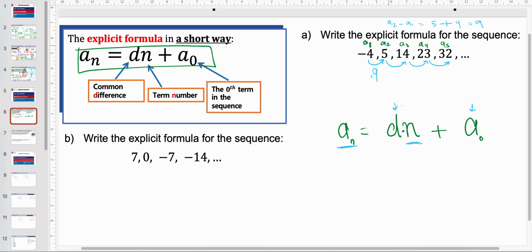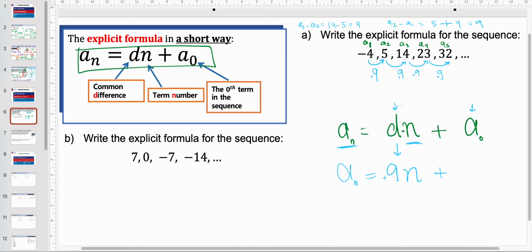So if I do a3 minus a2, which is 14 minus 5, it's going to be also 9. If I do a4 minus a3, it's going to be 9. Nine all the way, positive 9, and that's it. So to go from a term to the next term, I have to add 9. That's the distance. So instead of d, I will replace it by positive 9, and the n, we said we can keep it as a variable, a small n, plus a0.